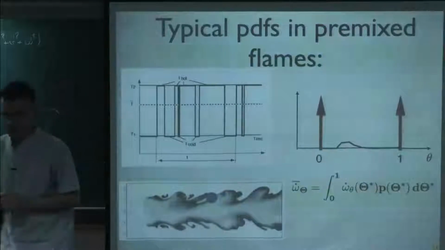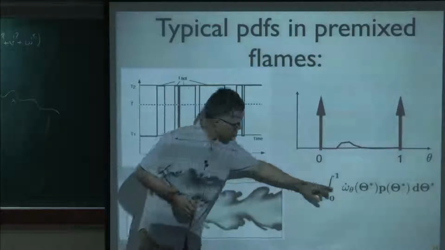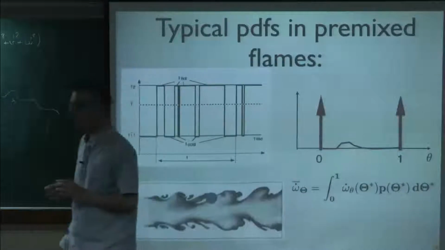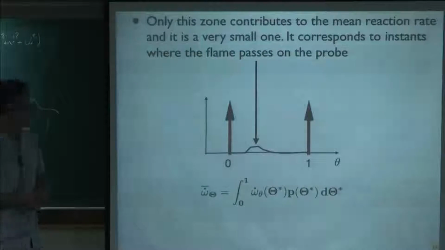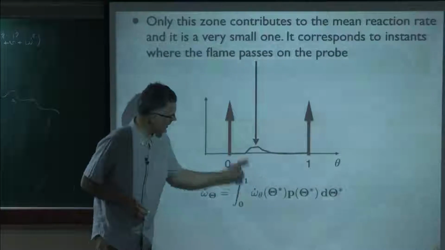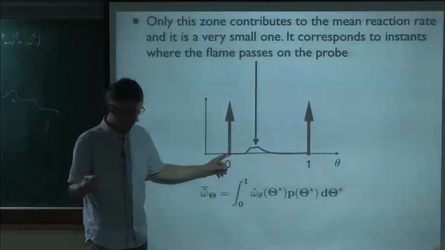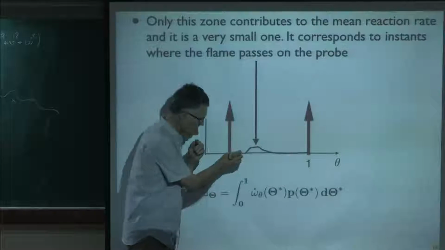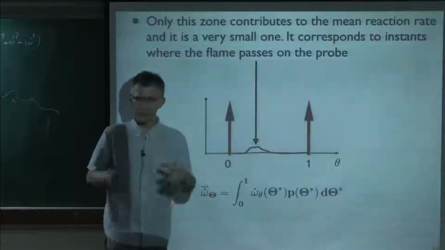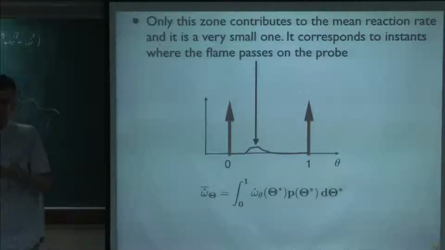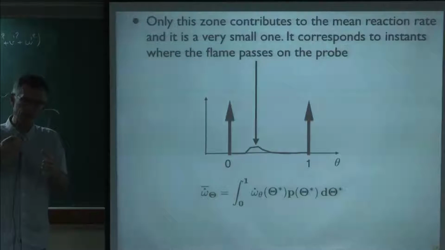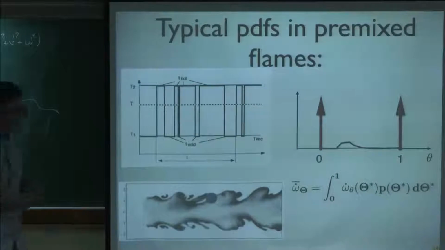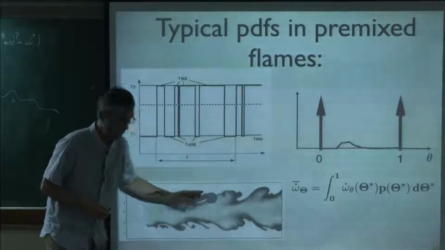But the trick is that when you compute this formula, whatever happens here or there does not play a role in the mean reaction rate because there is no reaction rate there. So if you compute omega theta of 0, you find 0, it's the cold gases. And you compute omega theta of 1, you find 0 also. The only thing which is important is these points here. And these points, there are not many of them. It makes sense because these points correspond to the moments where a flame is passing on the point where you measure. And we know that the flame is thin. We know that it's not much time here again where the flame is exactly on your probe.